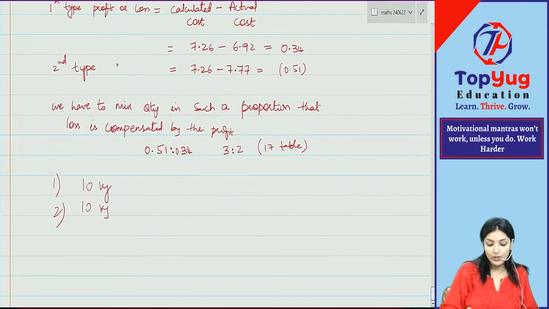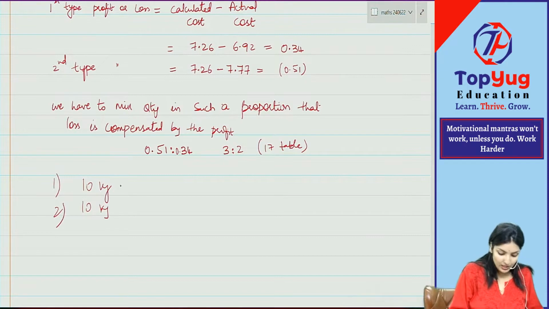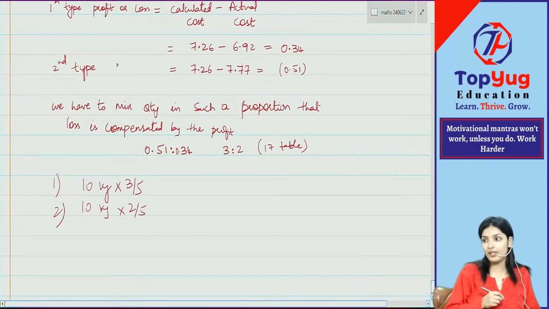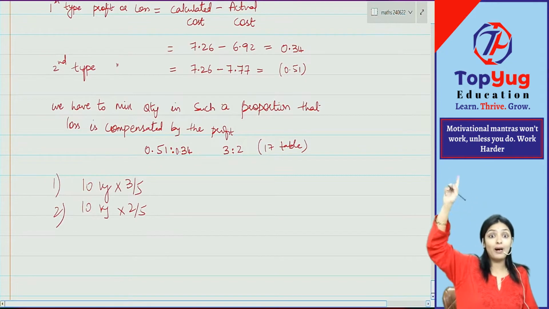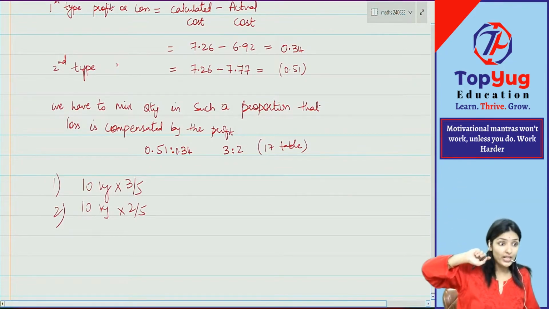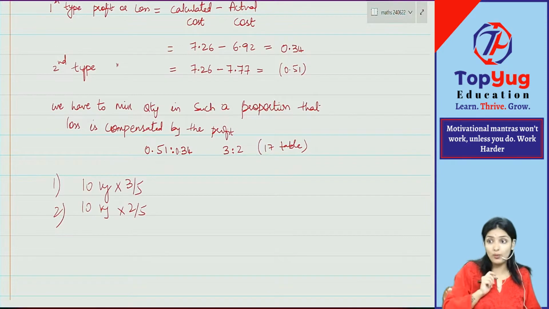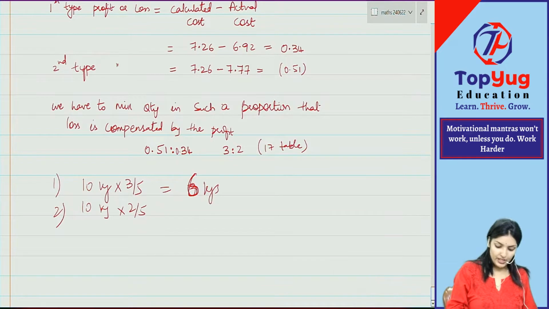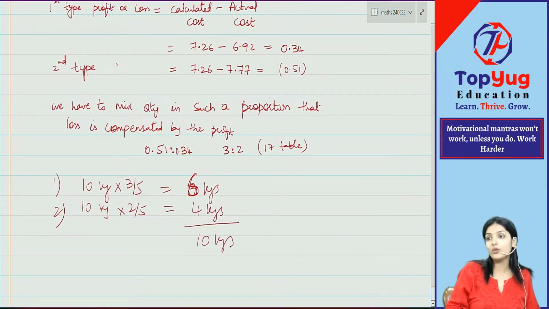What will you do? How will you use the proportion? You will consider this as 3/5 and this as 2/5. Accounts, partnership, 3:2. You can write it as 3/5 and then 2/5. So first quantity you are taking 3 parts, so basically you would be taking 6 kgs. Second quantity you would be taking 4 kgs. That will be equal to 10 kgs.